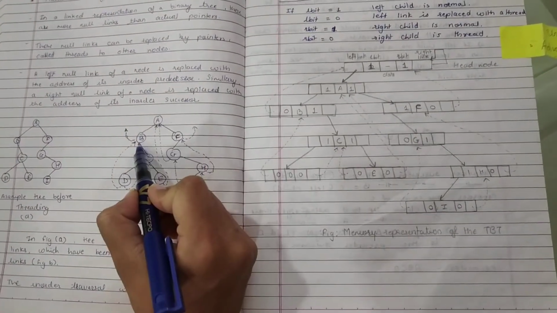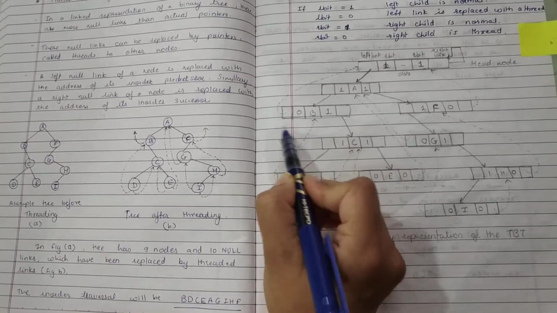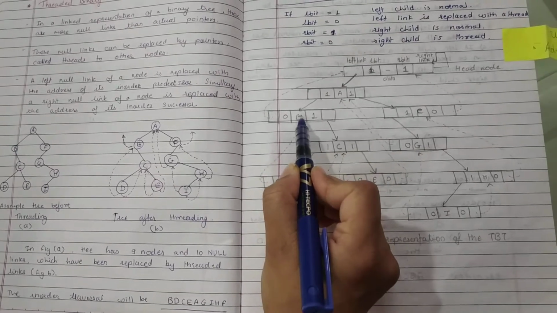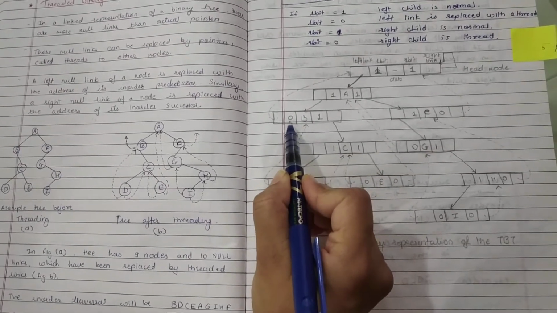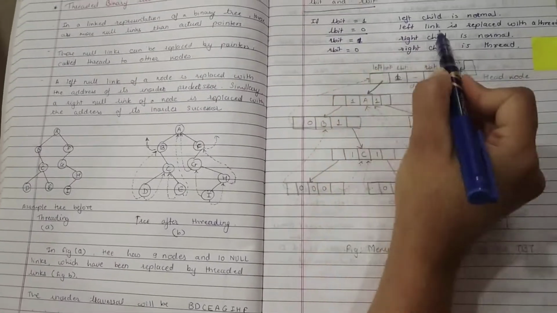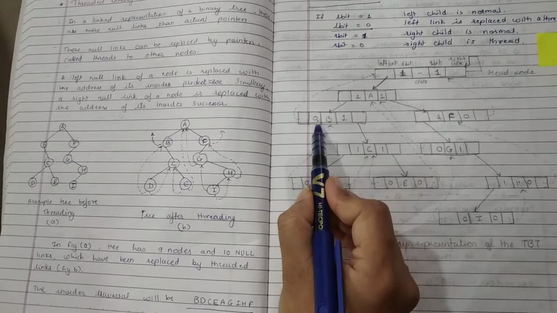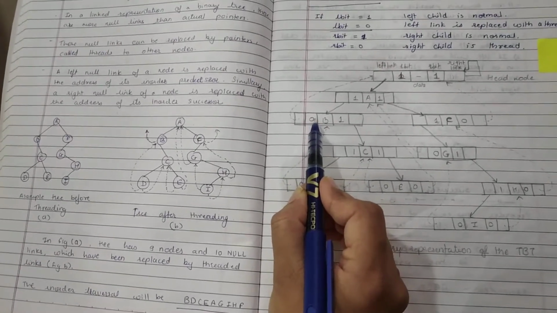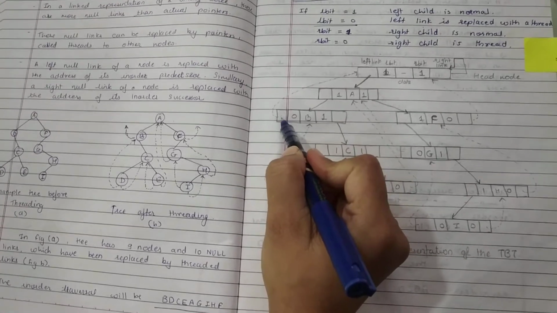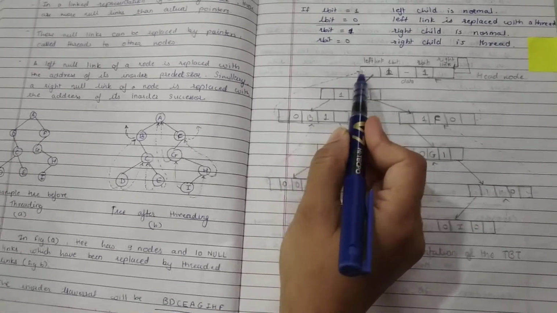Here A has the left child B, and again B is represented by 5 different fields. Again the middle one is used to store data, but B does not have a left child, that's why we have to put 0. Here L bit equal to 0 means the left link is replaced by a thread, which means it should be represented by a thread, so the left link of B should be linked with the head node.